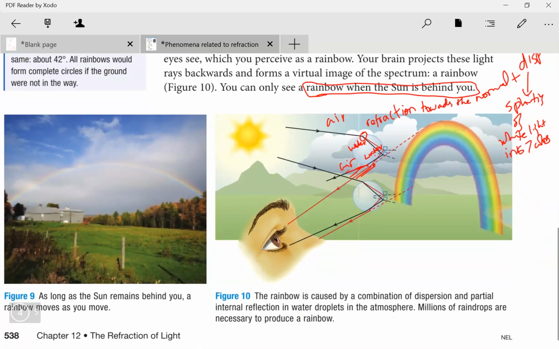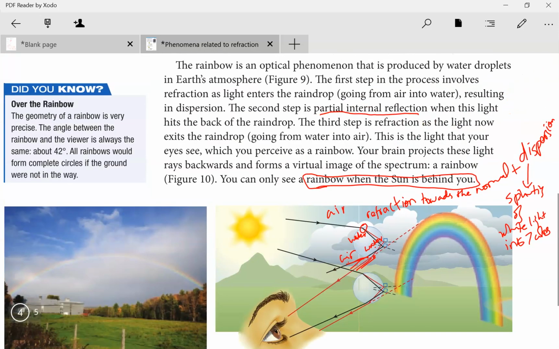I mean, you don't really have to say any of this. So step 2 is, where was step 2? Second, partial internal reflection when it hits the back of the raindrop. Third step is the refraction as it exits the raindrop.